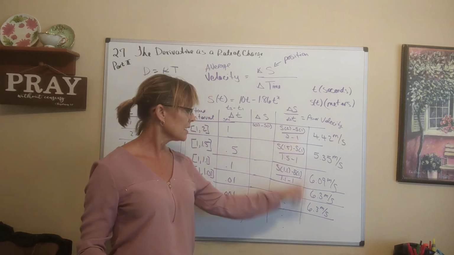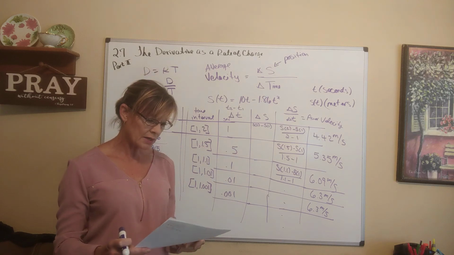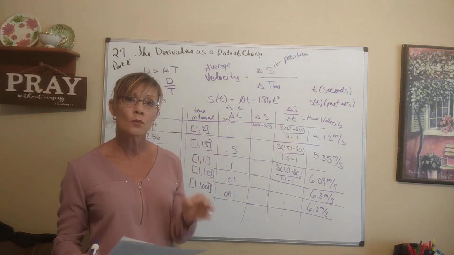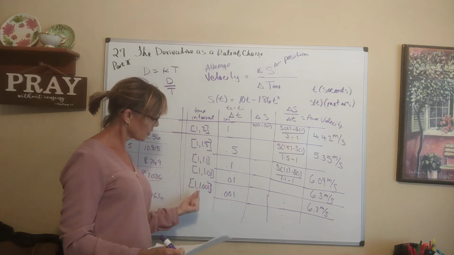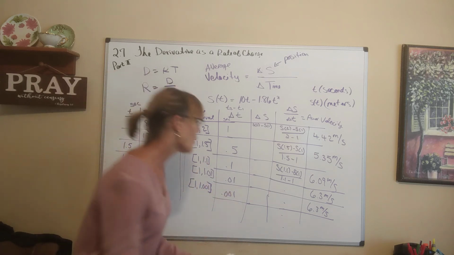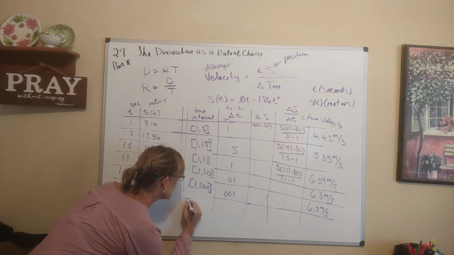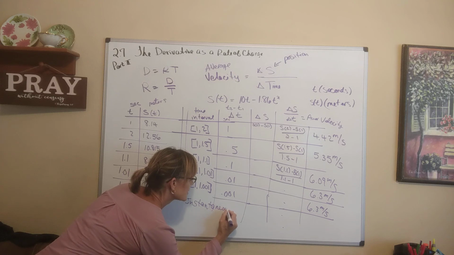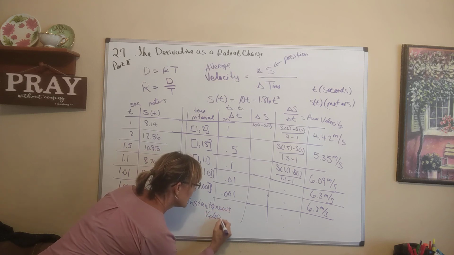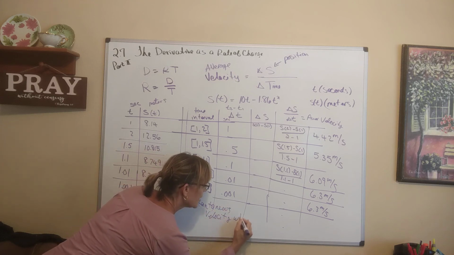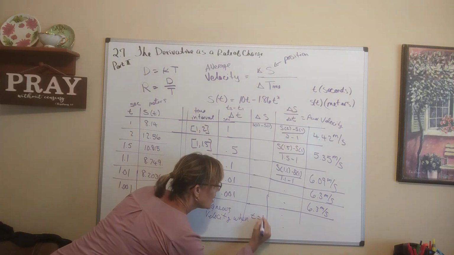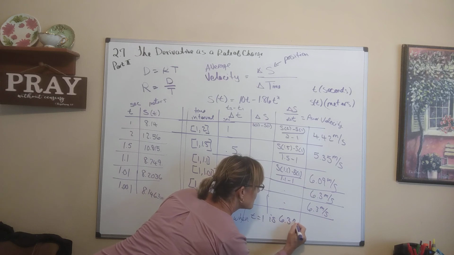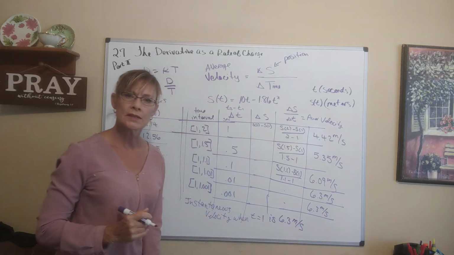It was increasing. So let's answer part B. It says estimate the instantaneous velocity when t is 1. We're getting closer and closer and closer to 1. And so I would say that the instantaneous velocity when t is equal to 1 is 6.3 meters per second. That's what we could say.